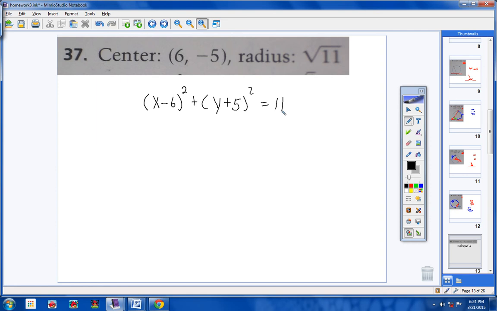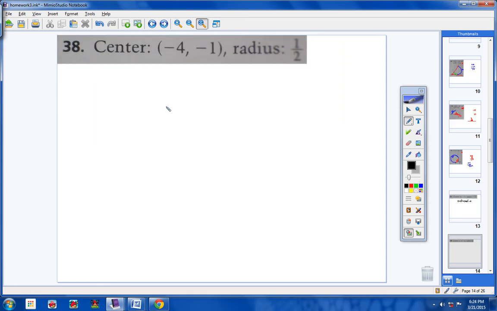I have no preference. Number 38. Okay, the center is -4, -1, so for x, change the sign of the -4. Square the parentheses, always put a plus sign, and then for y, change the sign of the 1, so +1, always square the parentheses, equals, always take your radius and square it. That is totally acceptable. Now, if you want to square 1/2, 1/2 times 1/2 is 1/4, and that's totally fine also. Alright, moving on to number 39.